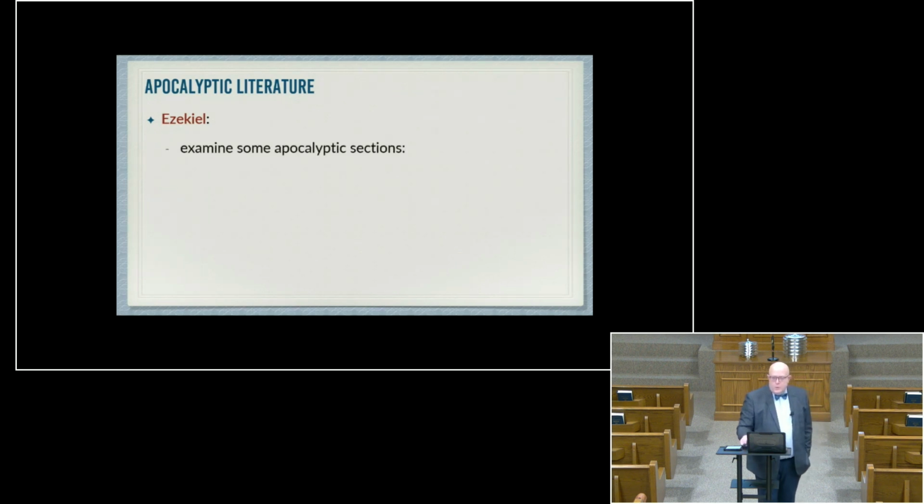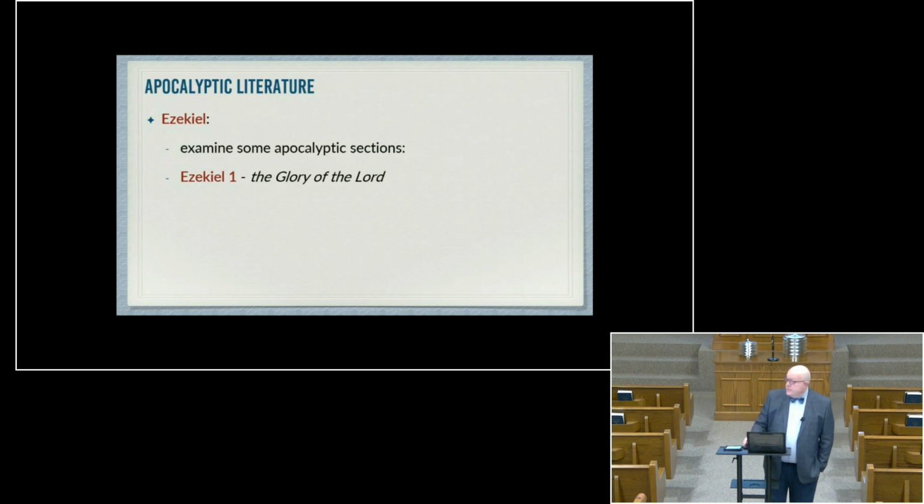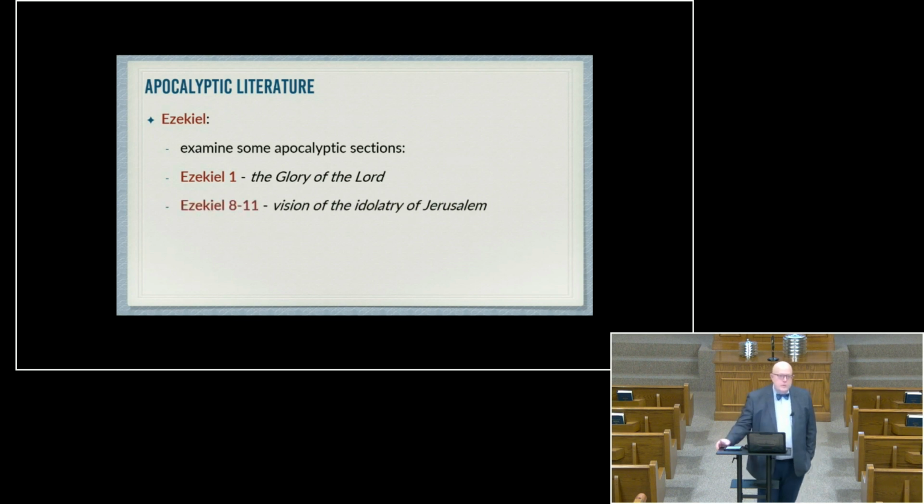Finally, let's just note some last things about apocalyptic literature. So there are some that, had we had time, we would have looked at. We would have looked at Ezekiel chapter 1, for example, the glory of the Lord, the war wagon. We talked about that. It goes on, and I think it goes on into chapter 2. You can look at Ezekiel chapters 8 through 11, where we have a vision of the idolatry of Jerusalem. That's a pretty powerful vision as well.